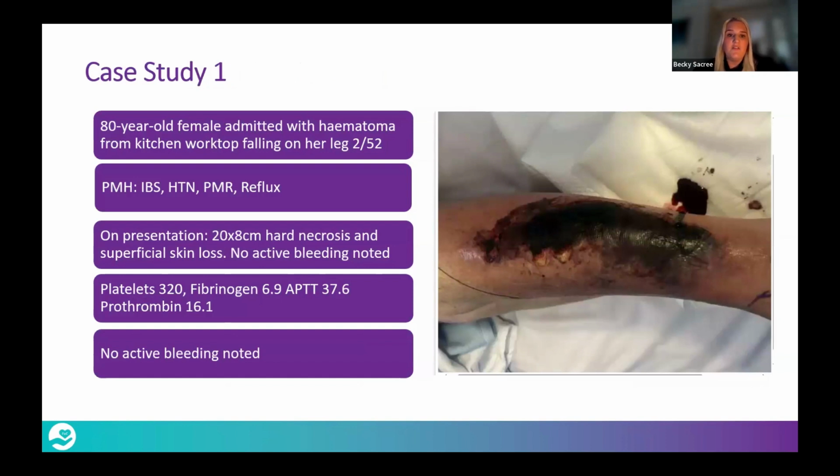Initially, she received a 5-day course of oral antibiotics, which was prescribed by her GP. And she'd previously attended her minor injuries unit before being admitted to hospital. Her past medical history included IBS, hypertension, PMR, and reflux, so nothing significant. Initial blood tests were taken, as you can see there, platelets of 320. There was no active bleeding noted.